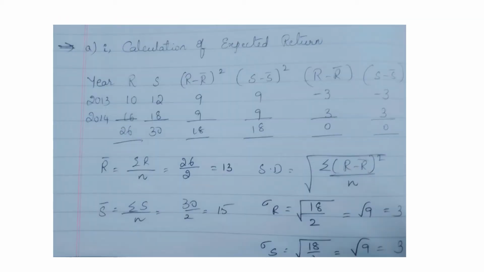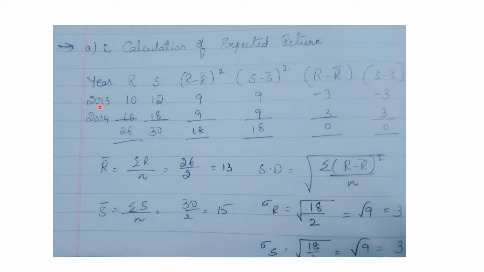So here is the solution for the problem. Under the first one, you have to calculate the expected return. So for calculation of expected return, you have to take these R and S values. Then first write this particular heading, that is R minus R bar, S minus S bar. Then go for R minus R bar the whole square, S minus S bar the whole square.